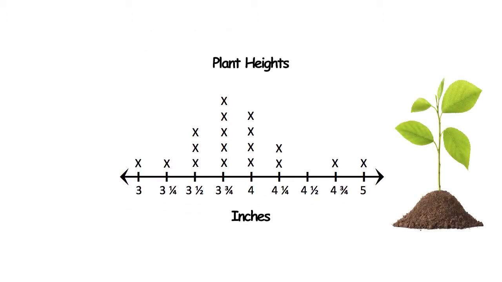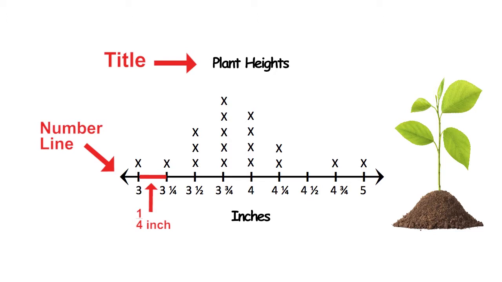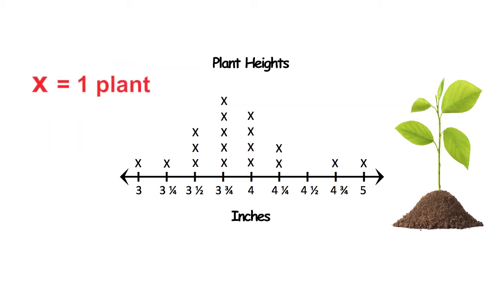On the example shown, notice that a line plot includes a title, which describes the data the line plot is showing, and a number line, in this case marked to the nearest quarter inch. Each X on the line plot represents one piece of data. So looking at this line plot, I can see that there was one plant that was 3 1/4 inches tall, and 3 plants that were 3 1/2 inches tall.